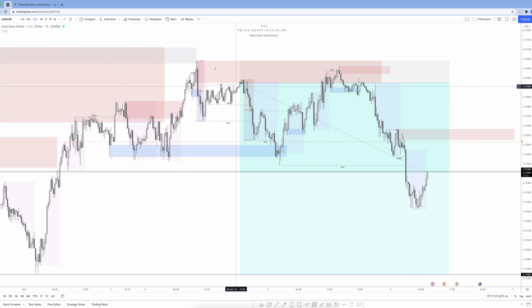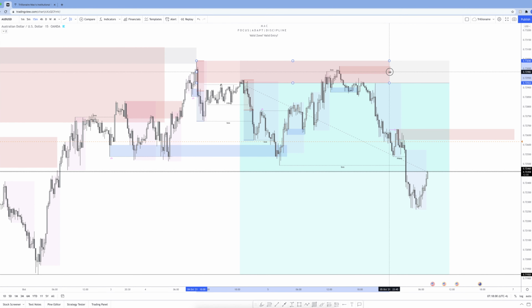The first entry took place after we had a break of structure here. We have a change of momentum to the downside. Price returns back to our order block, resting here. We see break of structure, we see imbalance, and we see a liquidity sweep. Price then came right back to mitigate this order block.